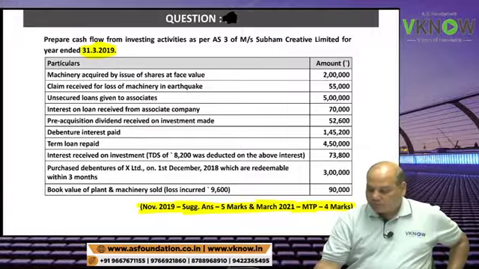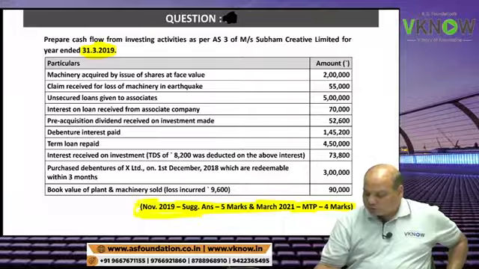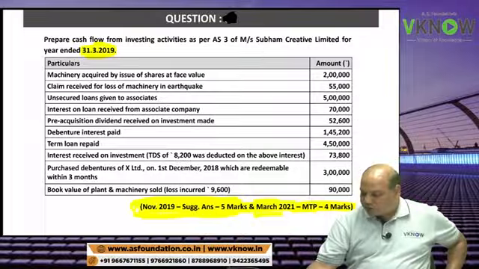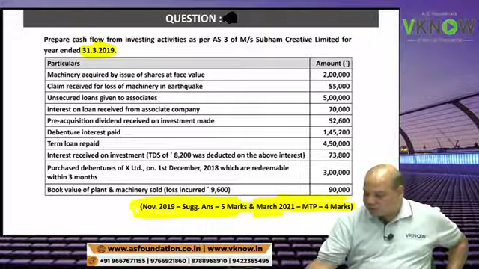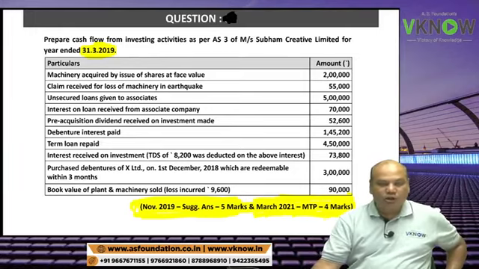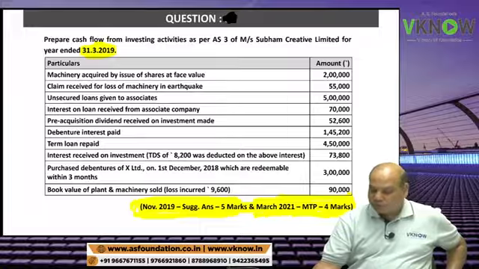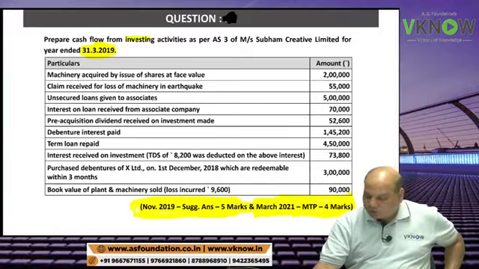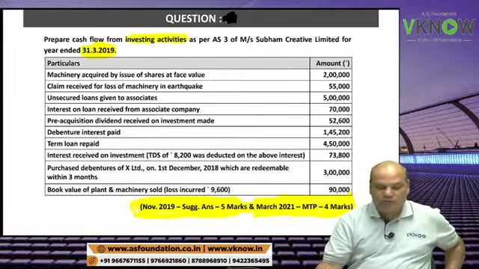Now write down on the right-hand side, rupees. The question is from your actual November 2019 exam for 5 marks. It was also given in the March 2021 MTP, that is, your model test paper or mock test paper, for 4 marks. So what you have to calculate here is only cash flow from investing activity.